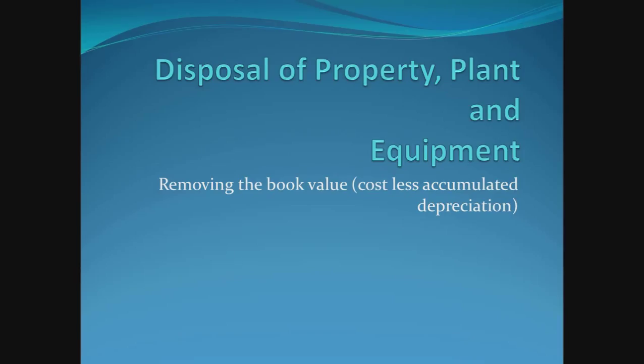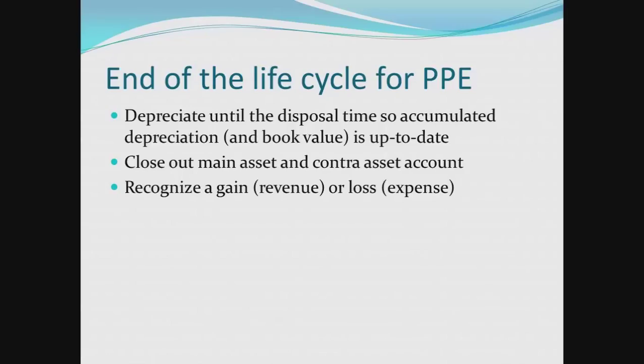This is the final video clip on property, plant, and equipment. Here we're going to take a look at actually getting rid of the asset and how we do the accounting for it. The good news is that there's not going to be too many entries to take a look at. We do want to be careful that we have depreciated up until the time that we dispose of the asset. So if we dispose in the end of the month, we got to depreciate for that month.